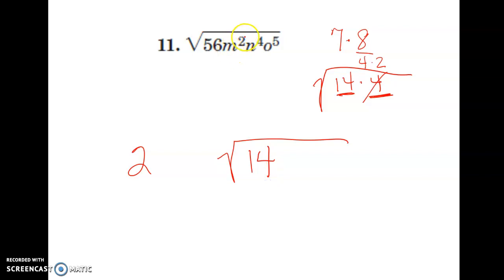If I take the square root of m squared, it's even, so they all come out by half. So I have m to the 1. This one's even, n to the 4th, so they're going to come out by half. None are left behind, so half of 4 is 2. 5 is odd, so 1 is going to be left behind, so I'm going to have an o left behind. If I take them out by half, we have o to the 2nd power.